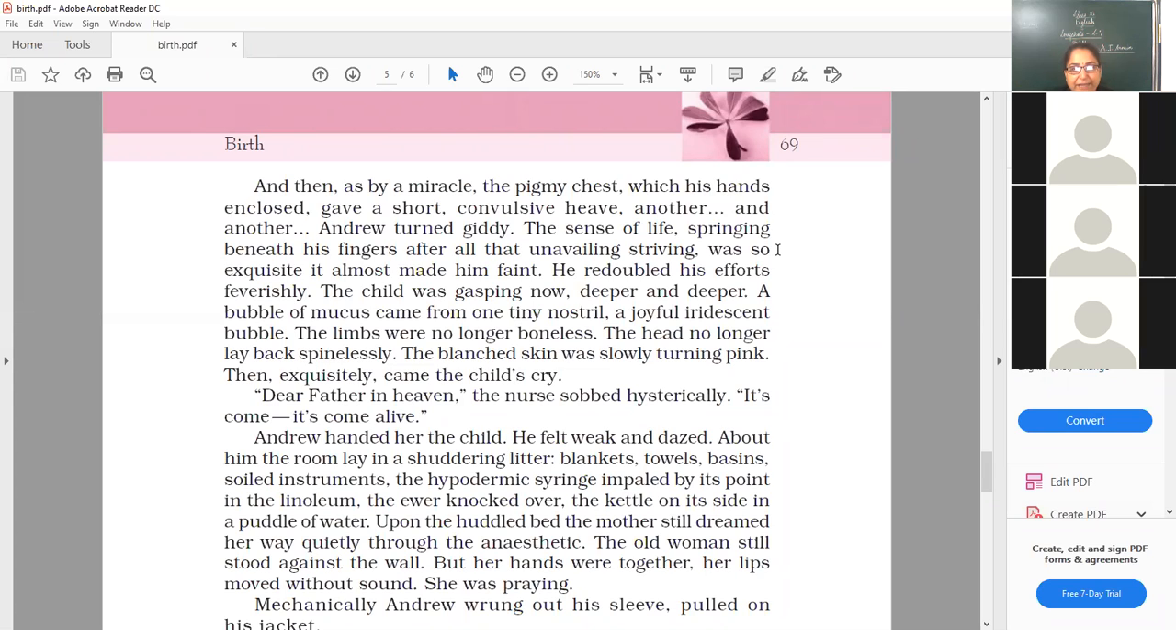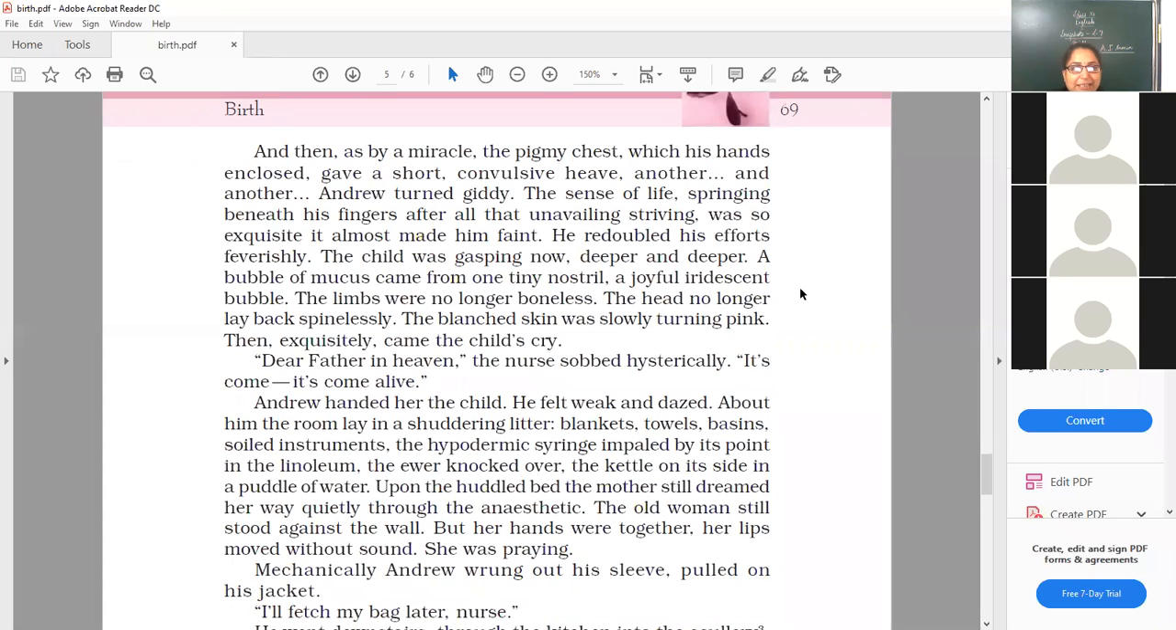Dear Father in heaven, the nurse sobbed hysterically. Now it has come, it has come alive. So for them, it was a gone child who has come back to life. And, hysterically, in an uncontrolled way, she started sobbing, crying. Now these were not the tears of that sadness which they were suffering from. They have been suffering these few hours. It has come alive.